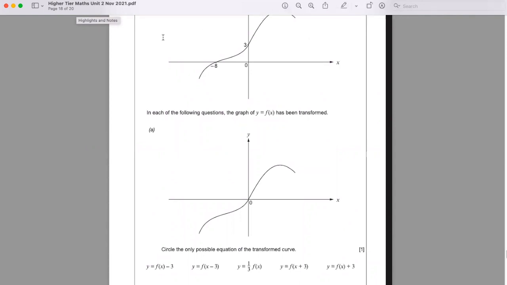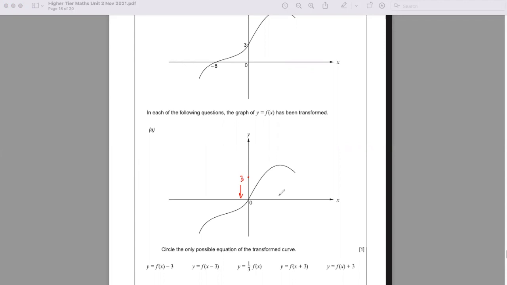Now, what you can see here, you need to see what has happened. So your old curve is somewhere there. You can see clearly the 3 has now gone down to 0. So it's affecting your y coordinates. It's affecting your y, not your x, because your x stays the same. The graph literally just moved down 3 units, okay?